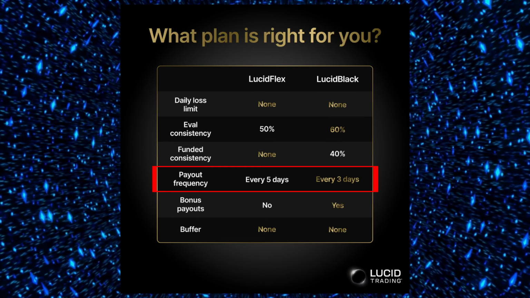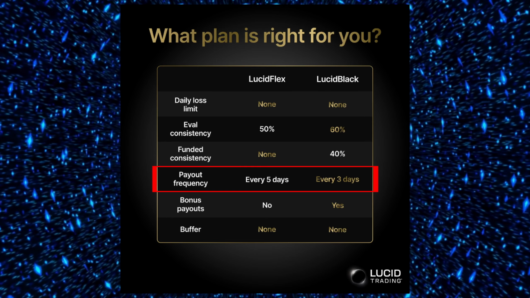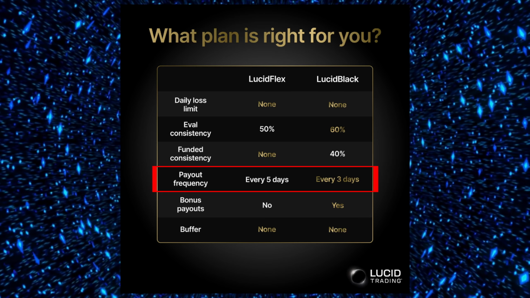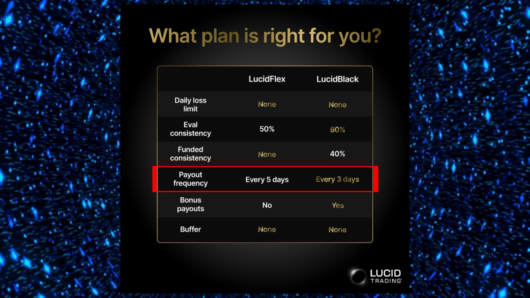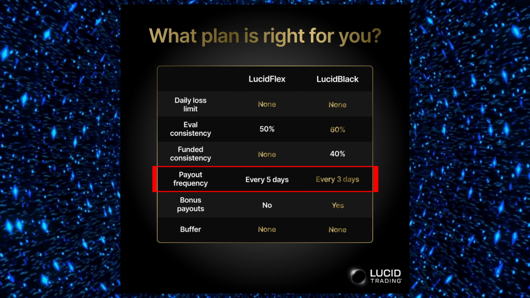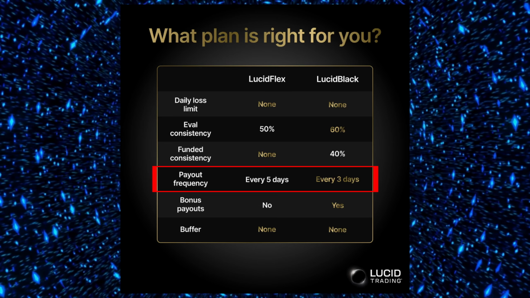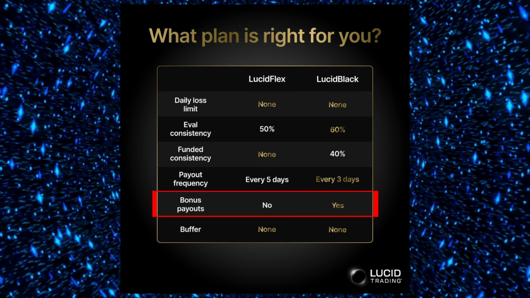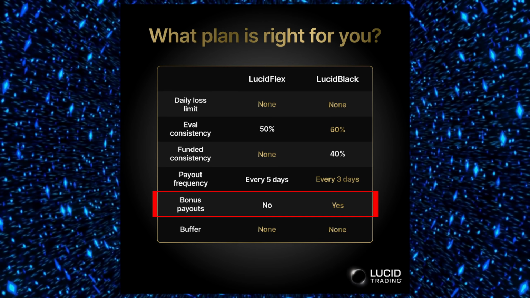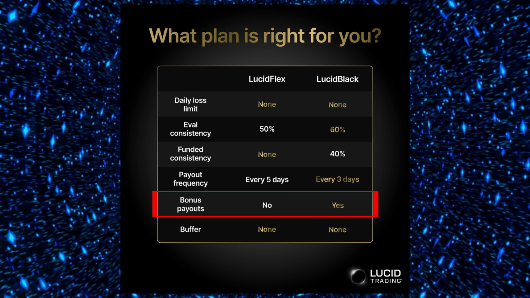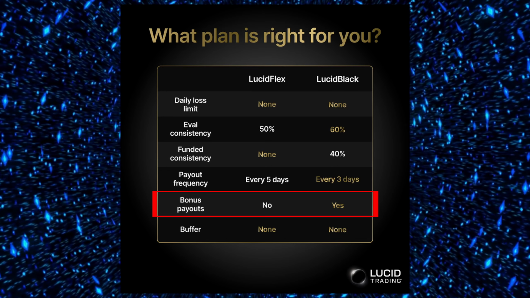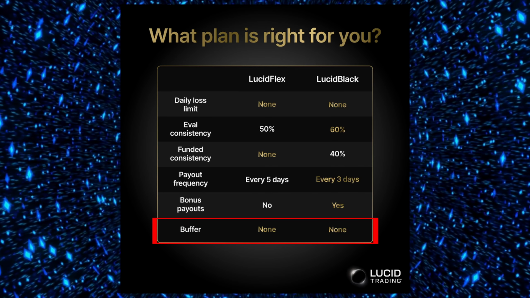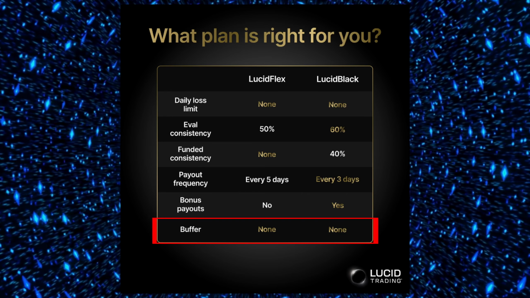Also, look at payout frequency. In the Lucid Flex, we can only get paid out once every 5 days. In the Lucid Black account, you can get paid out as soon as 3 trading days. Also, this is something that's very unique, and I found it very interesting. Look at the bonus payout. The Lucid Flex account has none. However, the Lucid Black account has what's called a payout bonus. Now, you can elect to take it or not. It's totally up to the trader. Also, a buffer. Neither of these accounts have a buffer requirement.